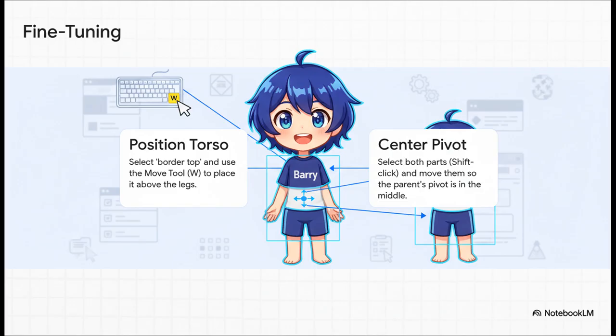See this little gizmo right here? That's the pivot point for our main Barry parent object. If we were to rotate Barry right now, he'd spin around his feet, which would look really weird. We want him to rotate from his center of mass. So to fix that, I'm going to select both child objects at the same time. Just hold down Shift and click them both. Now, with both selected, I'll use the Move tool to drag them down together until that parent pivot gizmo is right in the middle of his torso. This is going to make all our rotations look way more natural later on.